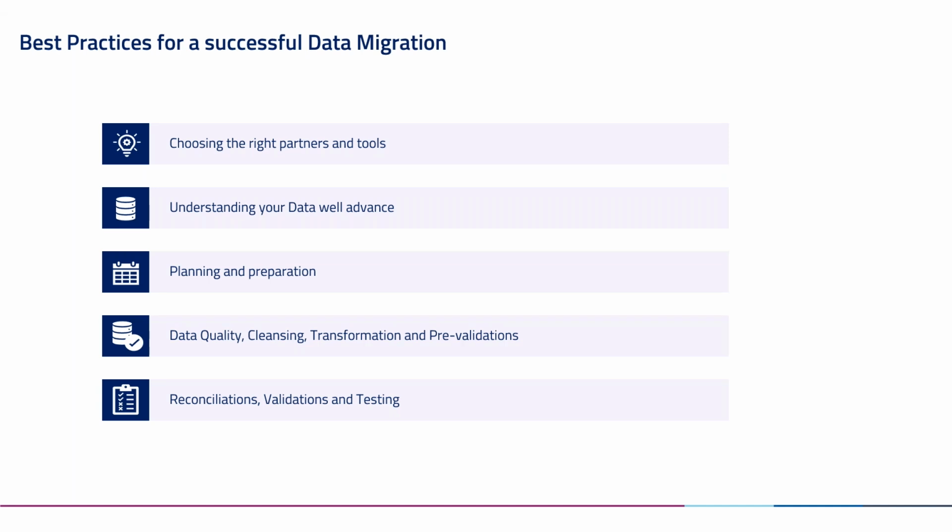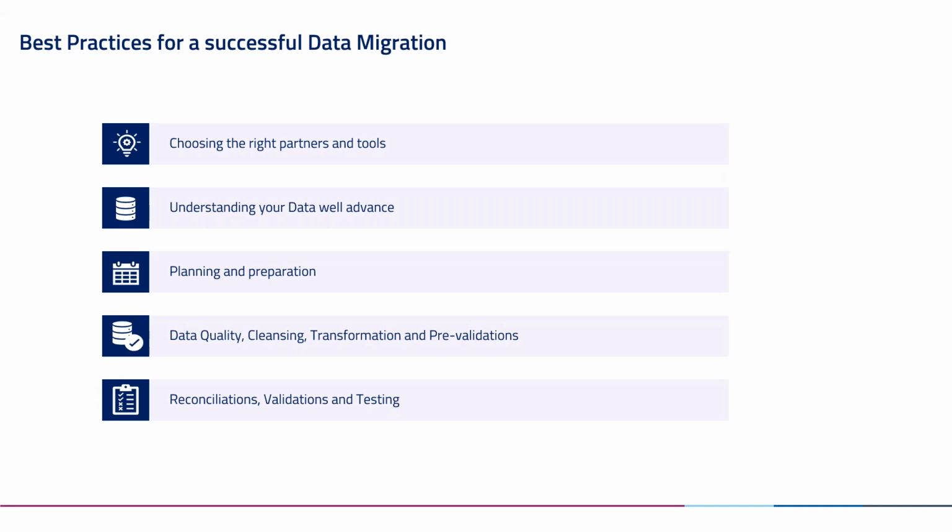So Changes offers a proven platform with pre-built templates, accelerators, and AI-powered automation, ensuring that you don't reinvent the wheel and minimize the risk. The second thing, you must understand your data well in advance. This means profiling your data, identifying the legacy duplicates, unmapped custom objects, or outdated records, all of which could compromise your new system. So with tools like DataZap and DataZen, you can gain deep insights early in the process.